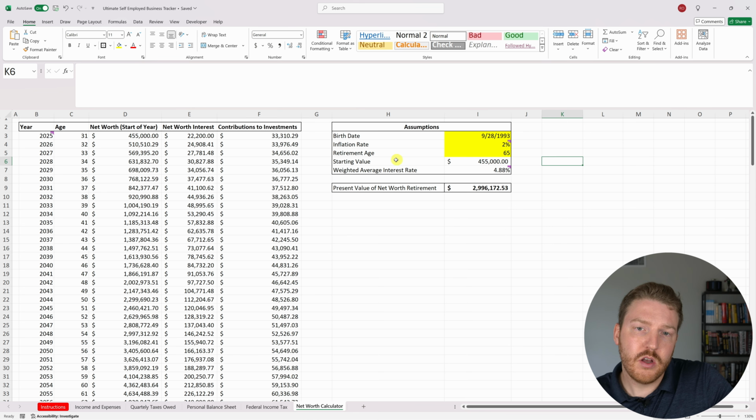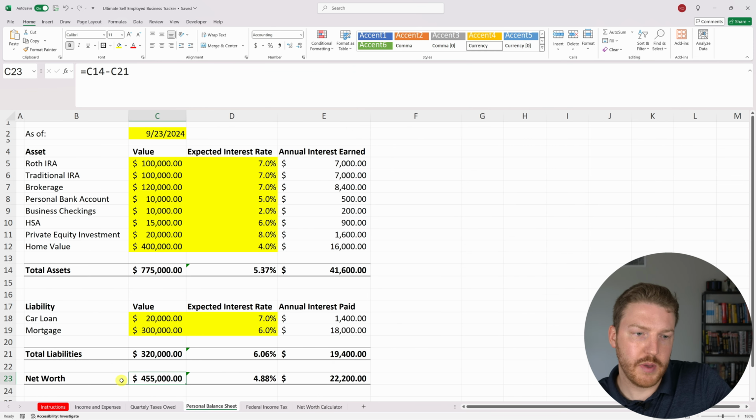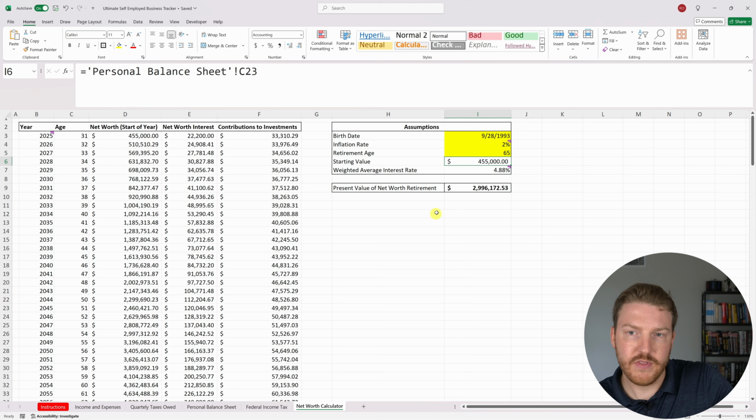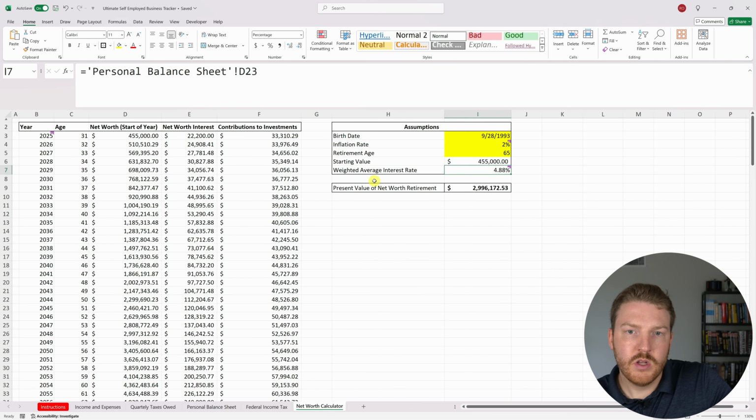And then we'll have our starting value, which is equal to that value from our net worth or our personal balance sheet page right here, 455,000. Then we'll have a weighted average of the interest rates, which is going to be from our personal balance sheet as well, that 4.88%. And now we're going to use all that to figure out what our net worth is expected to be each year.